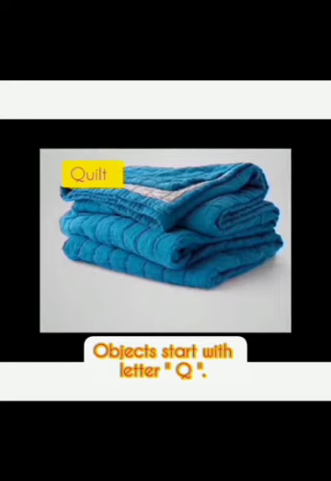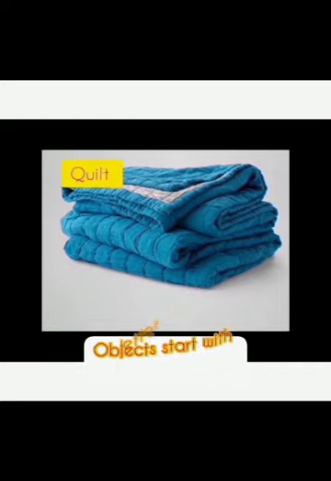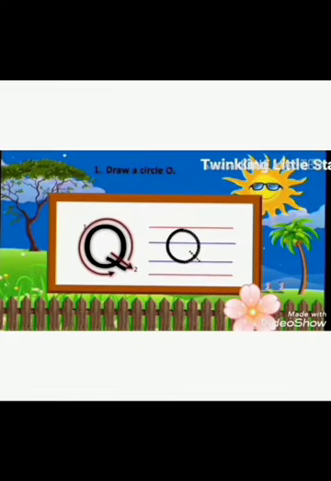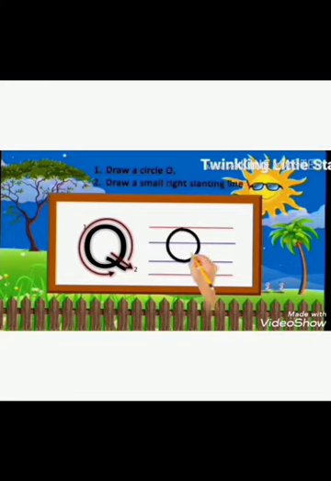Now students, we will write letter Q. Okay, first of all draw a circle and then draw a small right slanting line. Once again draw a circle and then draw a small right slanting line. Q.